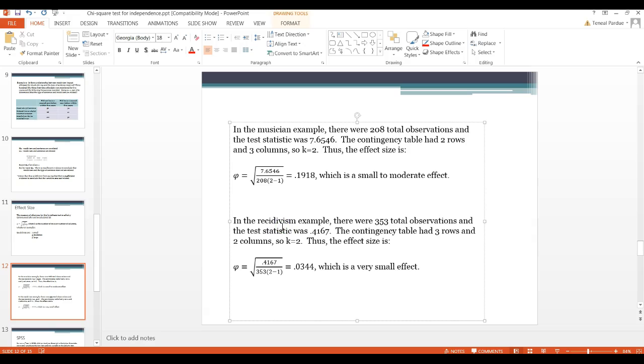In the second example, the recidivism, there were 353 total observations, so n goes in the denominator there for 353. The test statistic was 0.4167, so that's in the numerator. The contingency table was 3 rows by 2 columns, so k is 2 again. So 2 minus 1 is just 1, so we do 0.4167 divided by 353, and then take the square root, and we get a very small effect there.